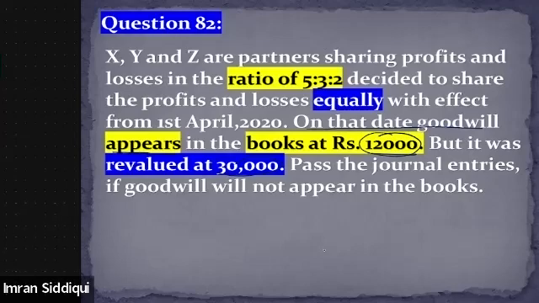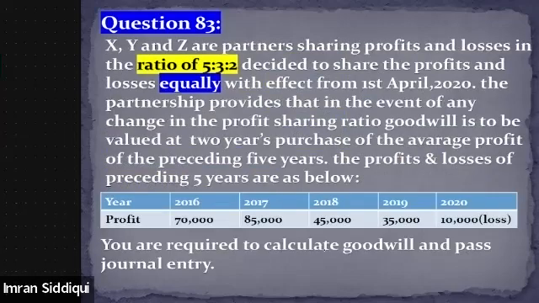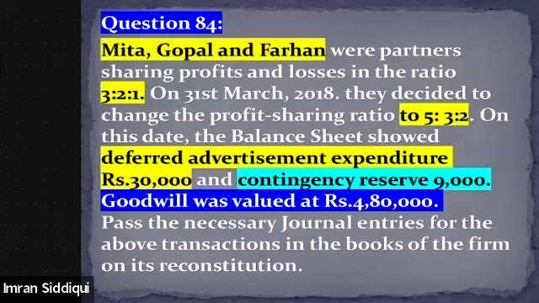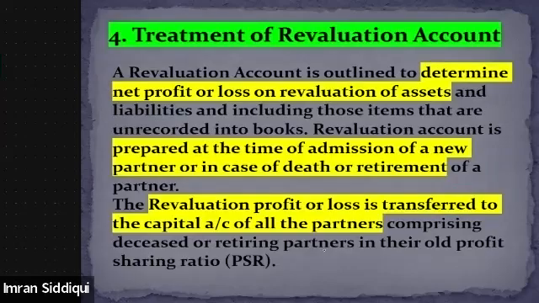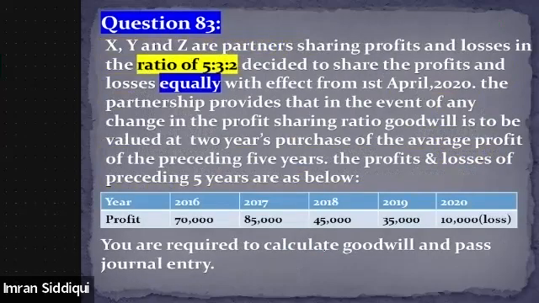Okay, so I'm giving you a few questions for your homework. Make sure you do these questions. Take the screenshot of the question. Question number 83. Okay, take the screenshot. Done. Question number 84. Just a minute. Don't do question number 84 since it is not based on the goodwill. Just do one question, question number 83.